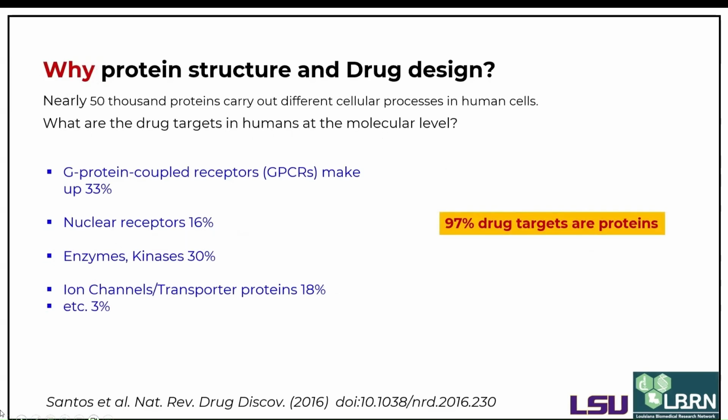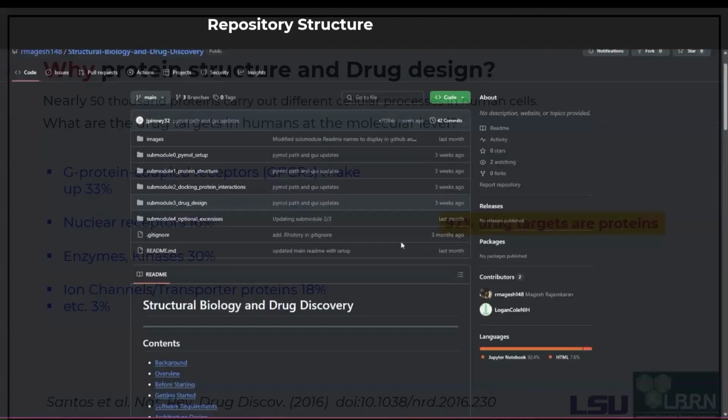Why do we need to study protein structure for drug design? If you look at the drugs available in the market and their targets, the pharmacological action, you will see that 97% of the drug targets are proteins. Among these, G protein coupled receptors make the major part, 33%. You have nuclear receptors, enzymes, and different kinases making 30%, and ion transport proteins 18%. That's why looking at the structure of proteins is very, very important.